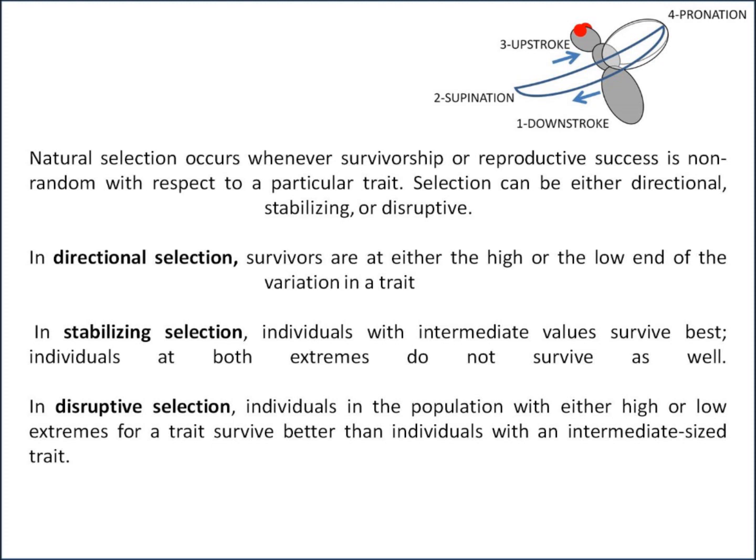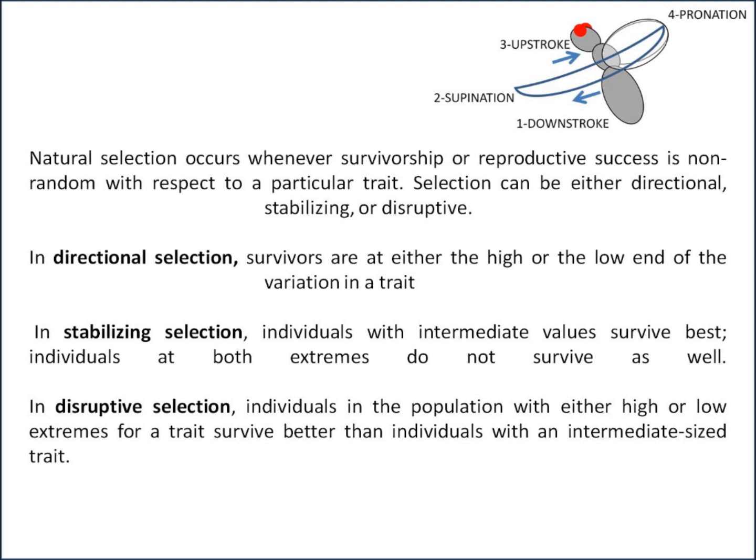So in directional selection, survivors are at either the high or the low end of the variation in a trait. For example, in a caterpillar, there would be directional selection for weight of the caterpillars. The fattest caterpillars survived. That's the ones at the extreme high end of the population.